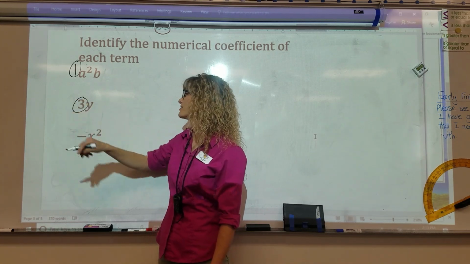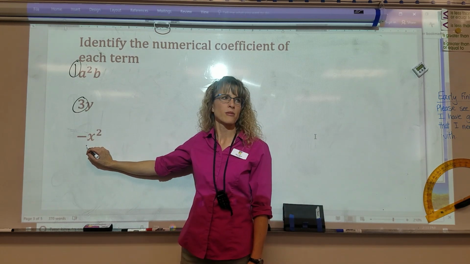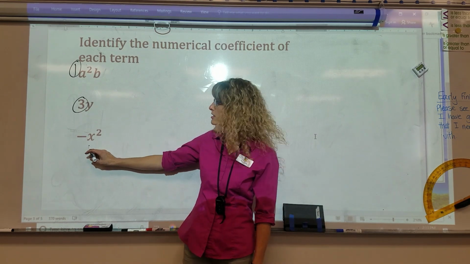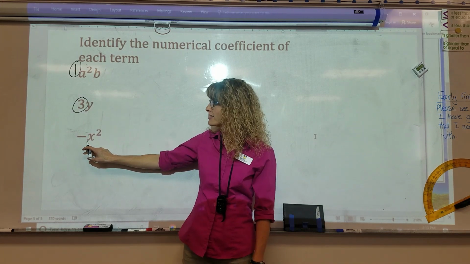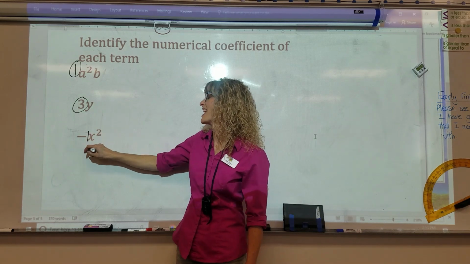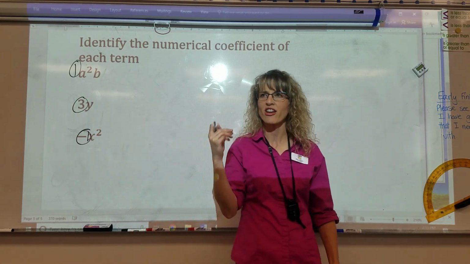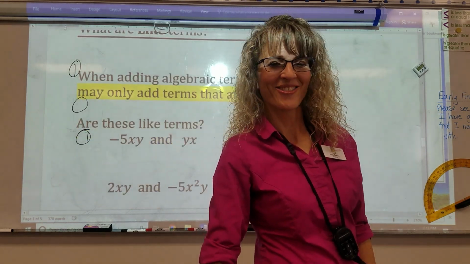What's the numerical coefficient in front of this one, Addison? 3. It's a 3. And what coefficient is in front of this one? How about Gage? It's the number that's in front. There is a negative, but what? Yes, it's a -1. What's my coefficient? Get ready? -1. So we're going to circle the sign.